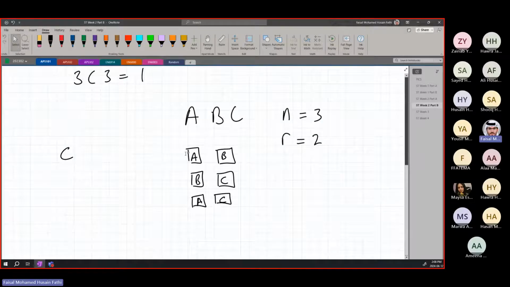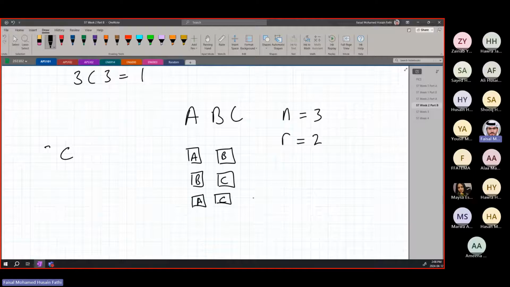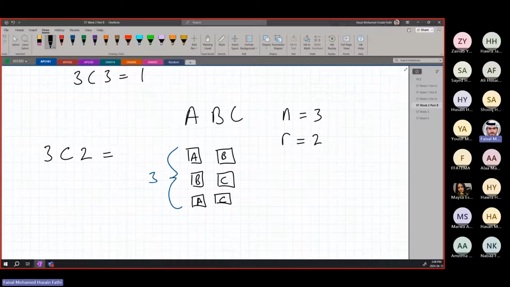Again, it doesn't matter if C is first or B is first or any of that. What's important is that we have the choices being filled out. So how we would write it here is 3C2. You have 3 choices, so it's going to be 3C2.